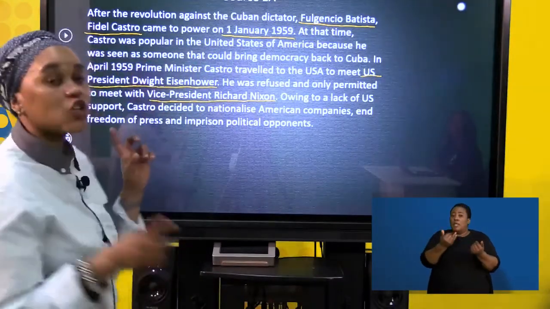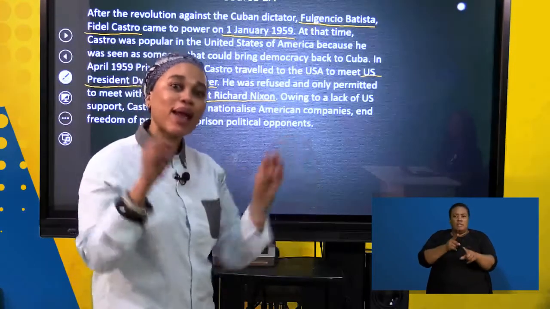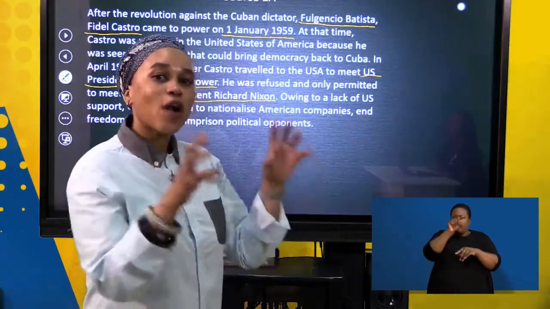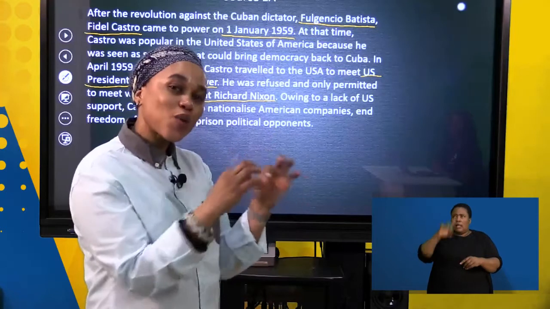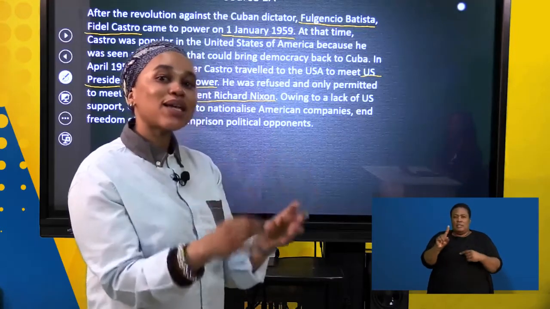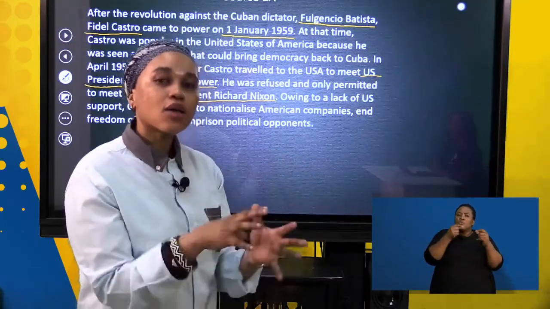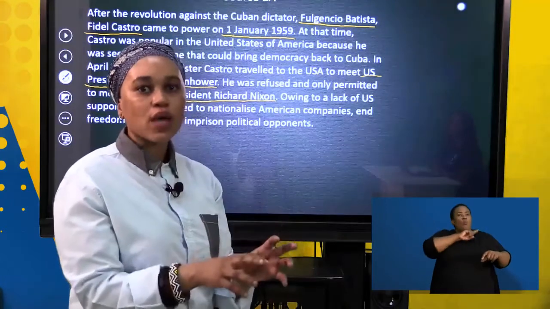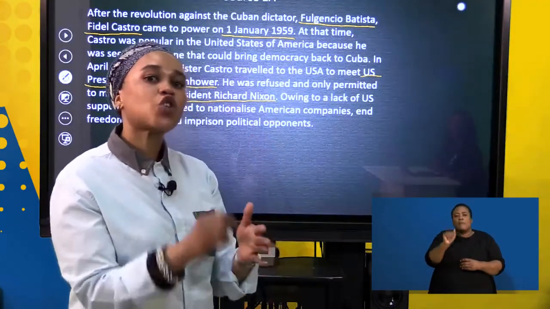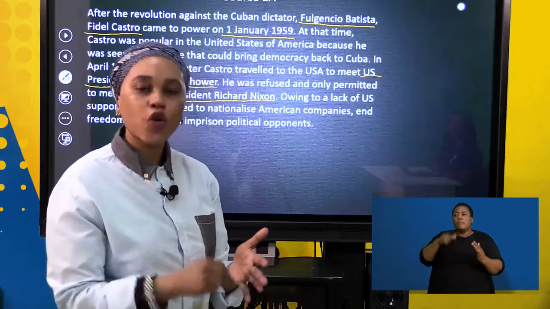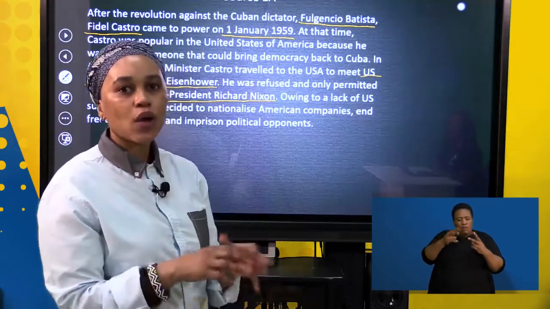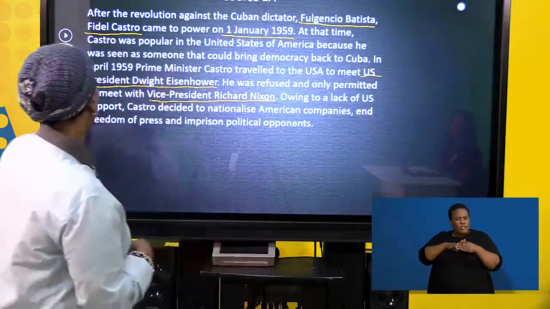Okay, and when you're highlighting and underlining, you need to bear in mind what the source is about. Remember when we were looking at the caption, we said it is looking at why Cuba was the focal point. So when you're reading the source, you need to be looking for all those reasons why Cuba was the focal point of the Cold War.